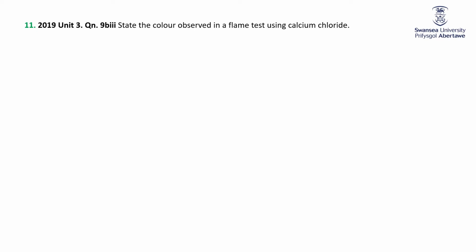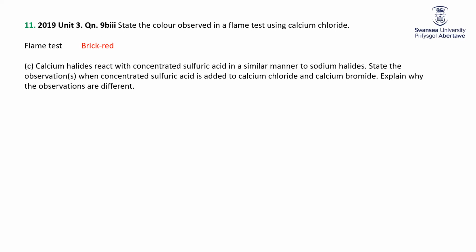Color observed in a flame test using calcium chloride. Well, we've seen that several times. It gives you a brick red color. Calcium halides react with concentrated sulfuric acid, similar to sodium halides. What's the observation when concentrated sulfuric acid is added either to calcium chloride or calcium bromide? Why are the observations different?